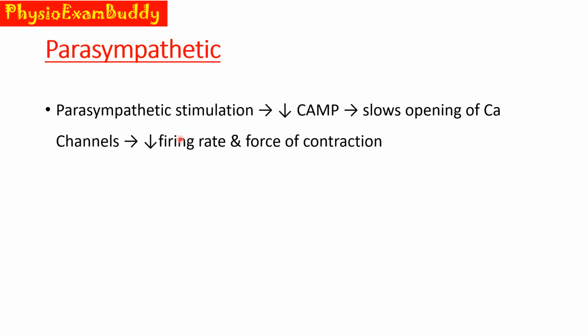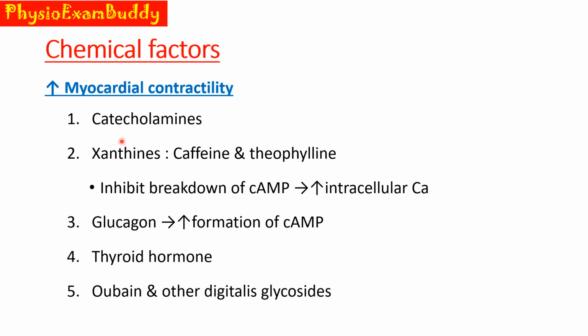Now, what is the effect of parasympathetic stimulation? Exact opposite of the sympathetic, that is, it will decrease the cyclic AMP, it will slow the opening of the calcium channels, decrease the firing rate, as well as decrease the force of contraction and decrease the cardiac output. Now we will see what are the chemical factors which increase the myocardial contractility.